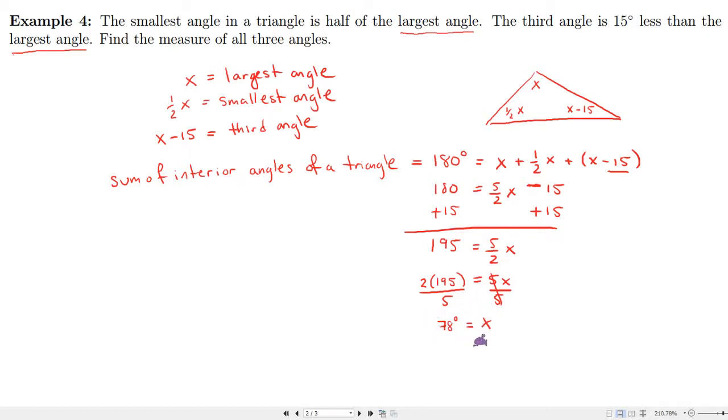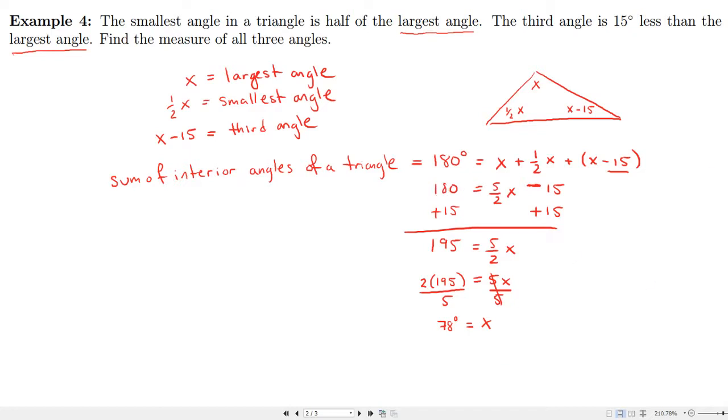Okay, so we get 78 degrees, and then the measure of all three angles. Now that we have x, we can figure out that that's the largest angle, the smallest angle will be half that, and the third angle will be 78 minus 15, which is 63. So we could write these out if you want.